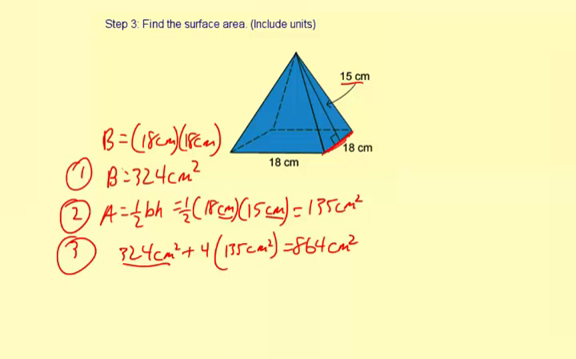Okay, so there are 3 steps to the process: finding the base area first, finding the area of one of the lateral faces or the triangles, and then finally adding all the areas of the sides together, including the base, to get the total surface area.